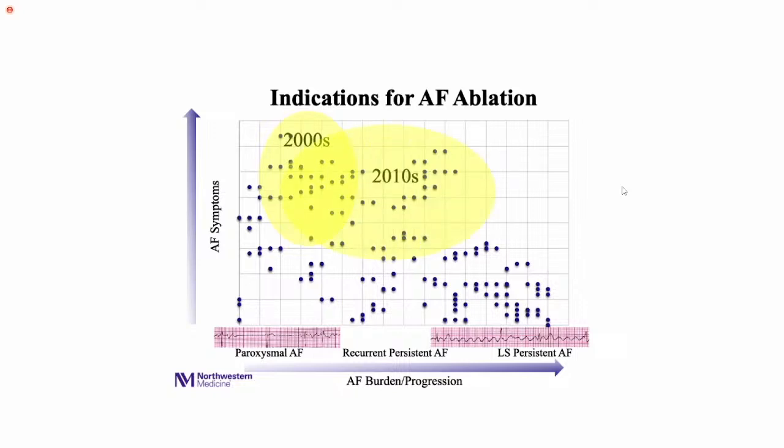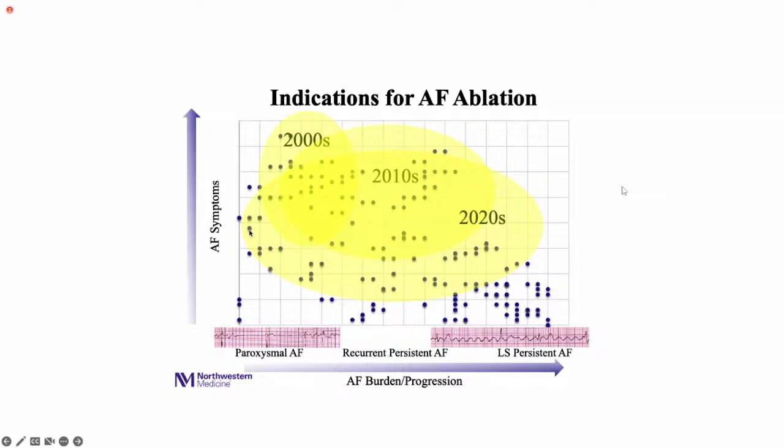In the next few years, we started targeting persistent atrial fibrillation, again, though, mainly focusing on patients who are symptomatic. And I think now we're really expanding this to patients who are earlier in the phase of their atrial fibrillation, so very early onset.